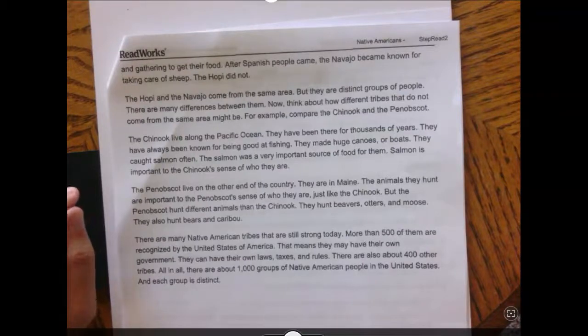Now, think about how different tribes that do not come from the same area might be. For example, compare the Chinook and the Penobscot. The Chinook live along the Pacific Ocean. They have been there for thousands of years. They have always been known for being good at fishing. They made huge canoes or boats. They caught salmon often. The salmon was a very important source of food for them. Salmon is important to the Chinook's sense of who they are.